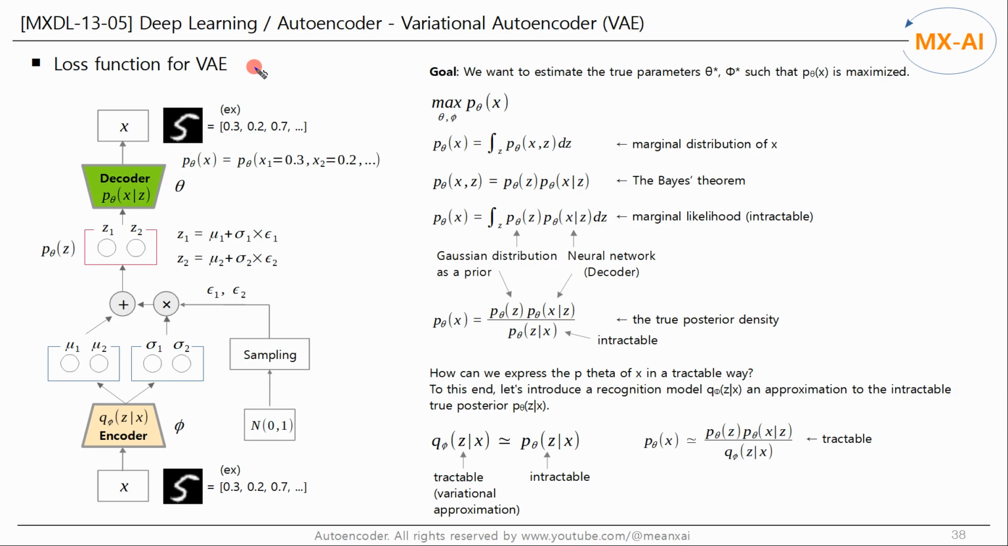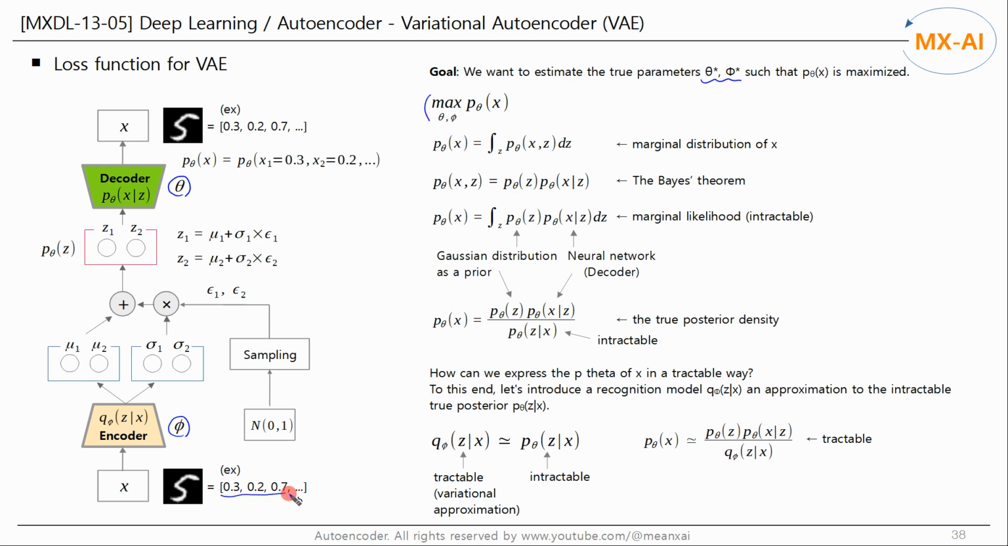Next, let's construct the loss function required to train the variational autoencoder model. Since variational autoencoders are probabilistic generative models, the process of creating a loss function is somewhat complicated. So let's go through it step by step. Let's say that the parameter set of the encoder is phi, and the parameter set of the decoder is theta. Our goal is to estimate the true parameters theta star and phi star such that the p theta of x is maximized.